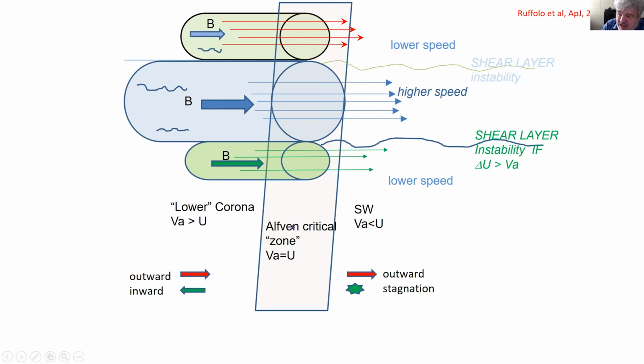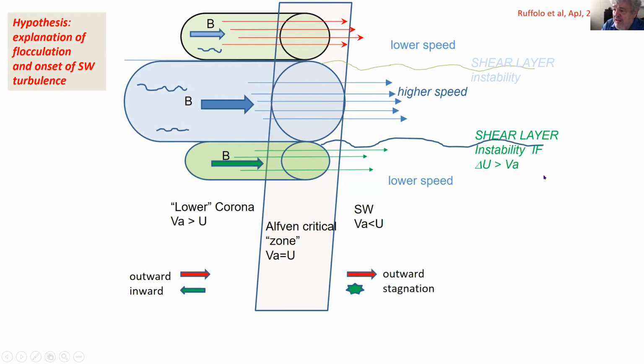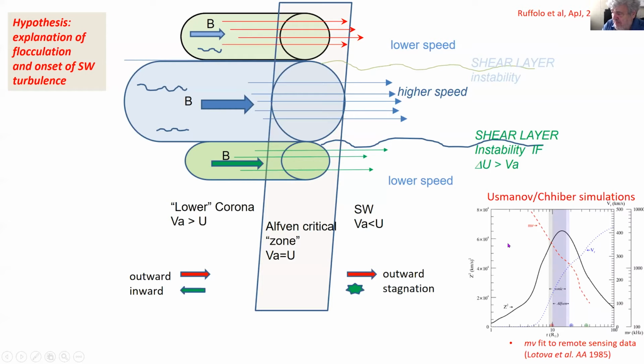And if that's the case, then the Alfvén critical surface or zone could very well be a site of enhanced turbulence. And also, of course, this shear layer instability. We had a paper last year, Ruffolo et al., arguing that this is one of the sources of switchbacks. And I want to remind people also that this is from an Usmanov-Chandran simulation published, I think, in 2018 in one of Rohit's papers.